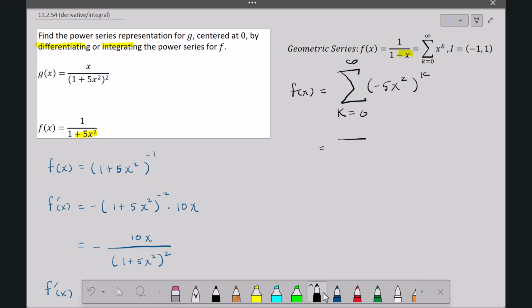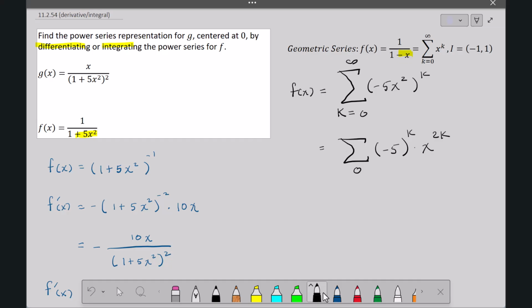Let's go one more step. Let's simplify it. Let's keep the indexing simple. We'll just put a 0 there. We know that it means 0 to infinity. And we will have -5 raised to the k power multiplied by x to the 2k. So there's the power series for F.